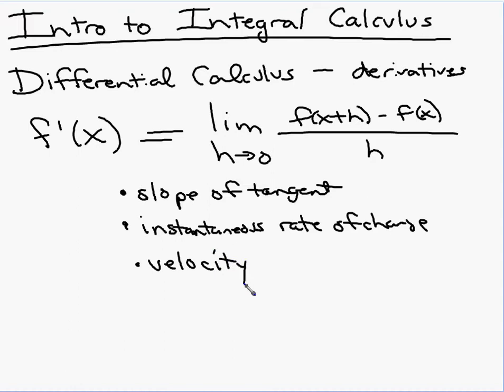Velocity is the derivative of position. That's very important as we head into the second half. I heard somebody say that the derivative is the general slope function. It is a function that can tell me the slope of the tangent line anywhere I want. So all of those things are true.